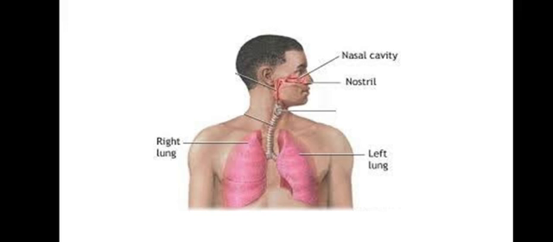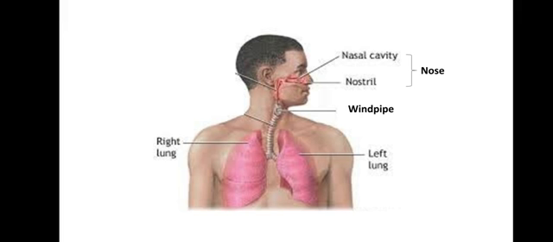So here you can see there is a picture of a respiratory system. And what does it include? It includes the nasal cavity and the nostril. As we studied in Unit 1, our nose is made up of the nasal cavity and the nostril. The nasal cavity or the nasal chamber and the nostril. So the first part of the respiratory system is the nose.